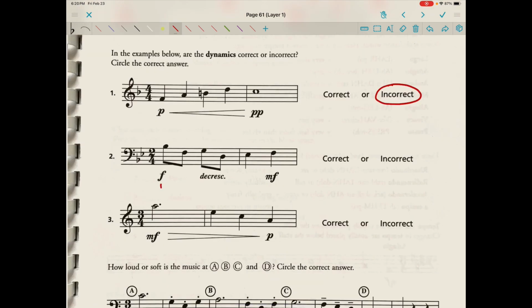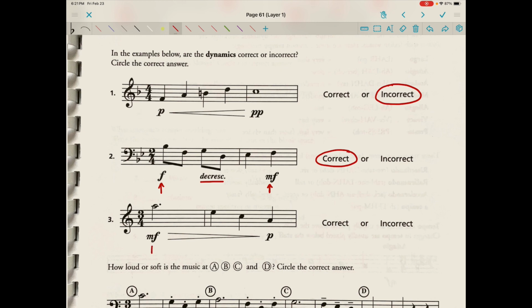Here we have a forte, which means loud. And then we have a decrescendo, which means gradually getting softer. We could also say diminuendo or even just dim. And then we have a mezzo forte or medium loud. So yes, in fact, we did get softer by going from a forte to a mezzo forte. So this would be correct.